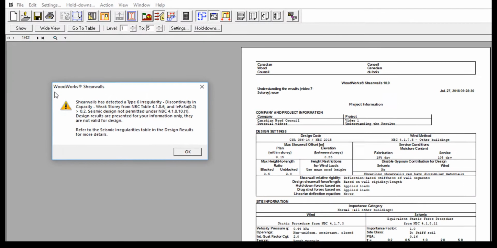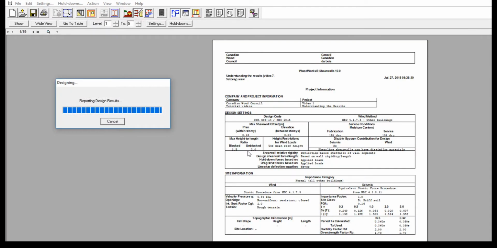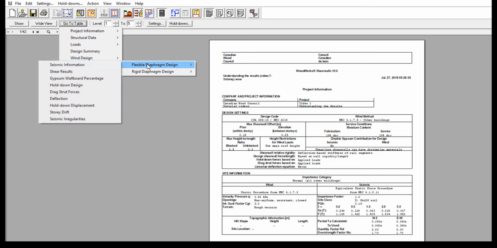Immediately after running the design, a warning pops up stating that a type 6 irregularity was detected. We will further discuss irregularities in a moment. So far, we have talked about the wind-related tables. For seismic design, let's step back and look at 2 tables that are specific to this design. There are 2 additional sections: seismic information and seismic irregularities.